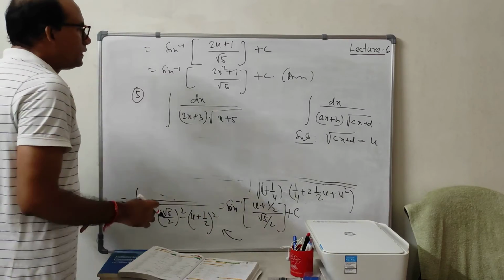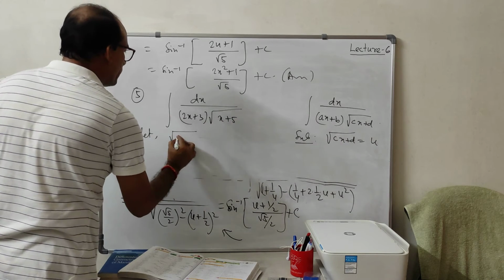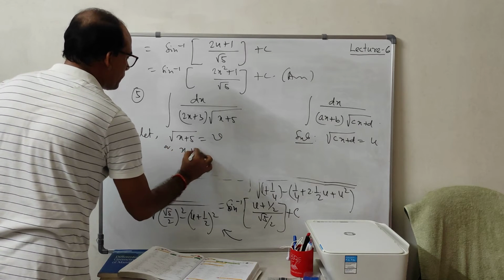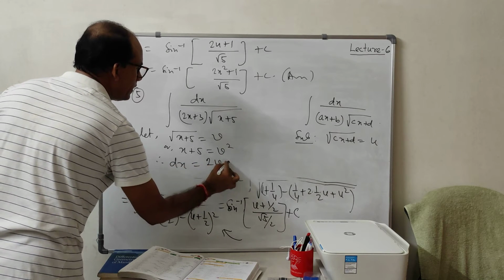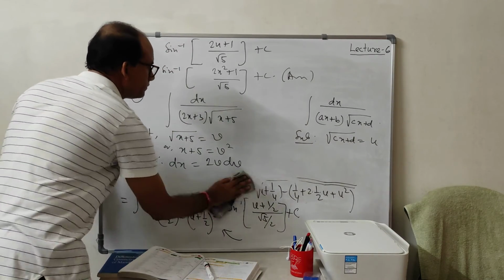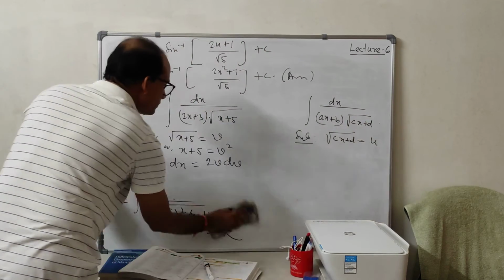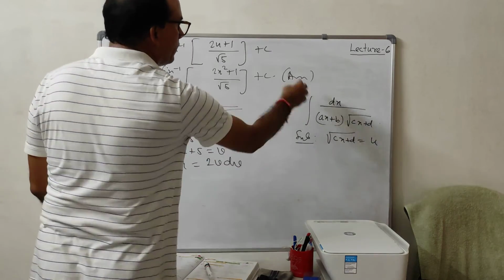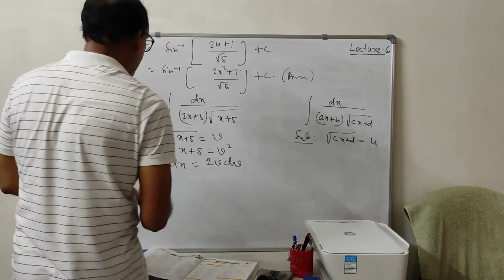So let us take, according to that rule, root over of x plus 5 as some new variable v, or x plus 5 equals v square. Then take differentials on both sides, dx equals 2v dv. Okay? So now we are dealing with this kind of integral. So dx is 2v dv.